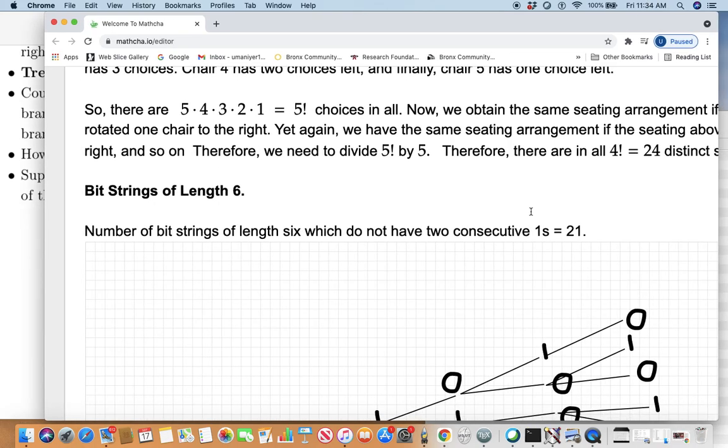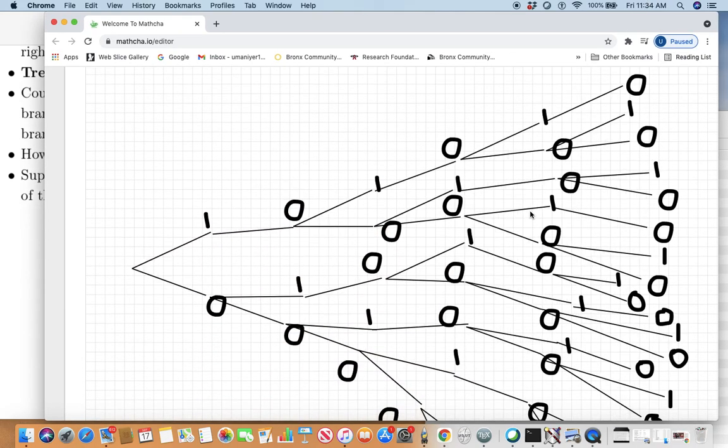Here is a tree diagram. Well, here is the root. For the first location on the bit string, you have 2 options, 1 and 0. If the first location is 1, the following one cannot be 1 because we are not allowed consecutive ones. The following one has to be 0. If this is 0, then you are allowed both 1 and 0. But if this is 1, you are allowed only 0. So you see the branches.